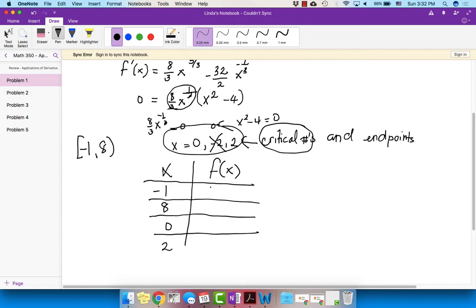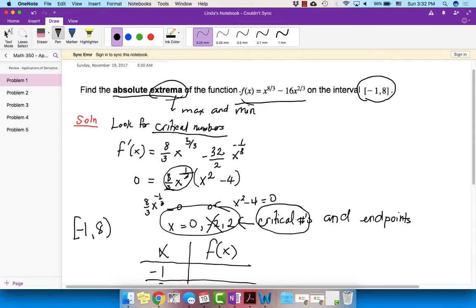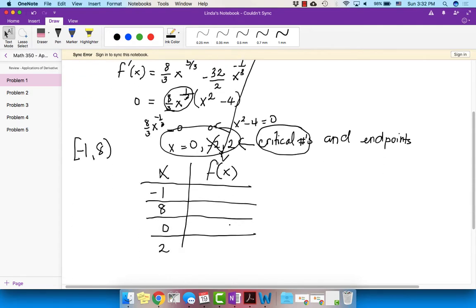When you plug these into the original function, you end up with the following values. When you plug in -1, you get -15. When you plug in 8, you get 192. 0 gives 0, and 2 gives -19.05. So let's take a look at these numbers.